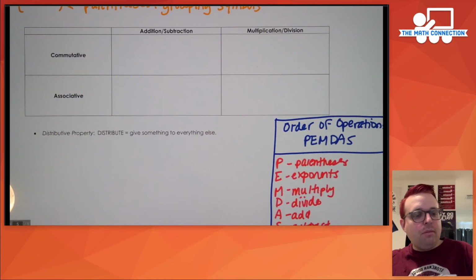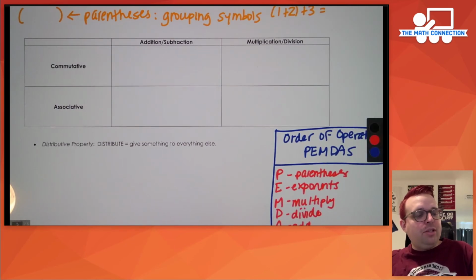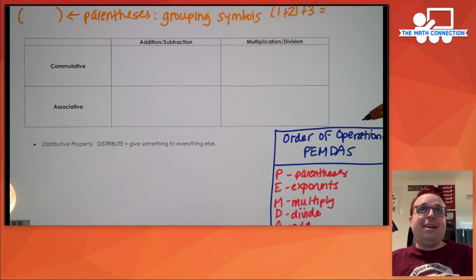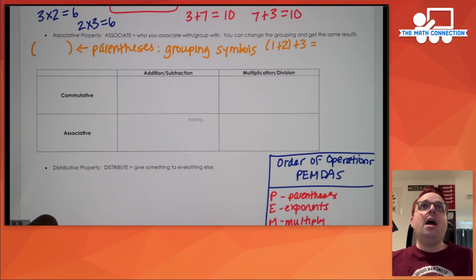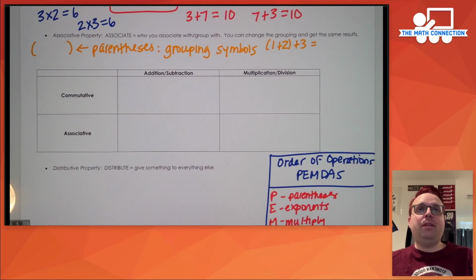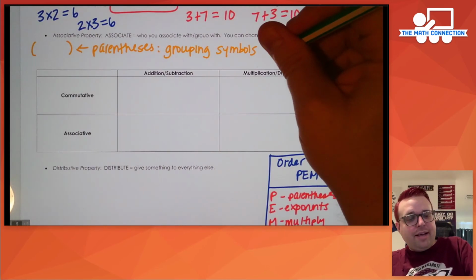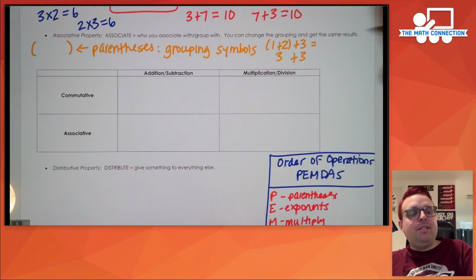Okay, so back to our example that we were just doing. The order of operations says I have to do parentheses first. So if I'm looking at these grouping symbols right here, I see that I have 1 plus 2 in parentheses, so I'm going to do that first. That gives me 3. And then I still have this plus 3 hanging out, so 3 plus 3 is 6.